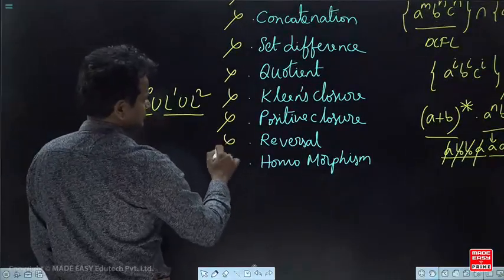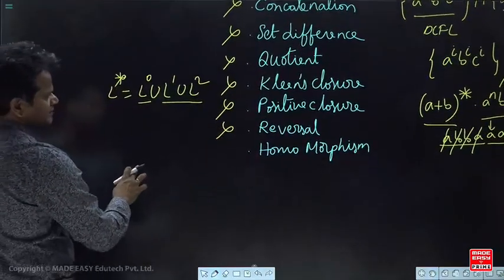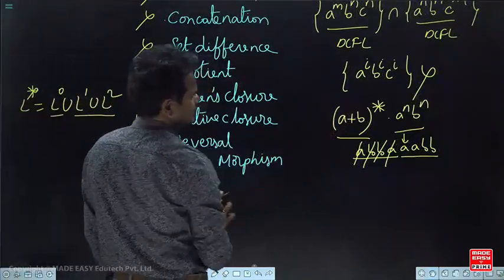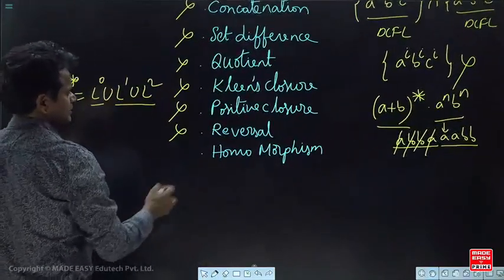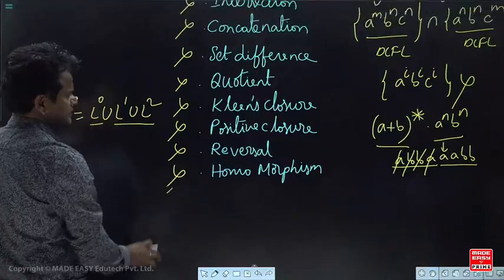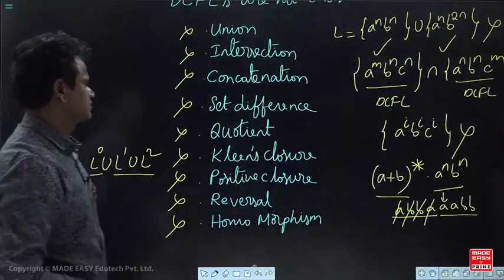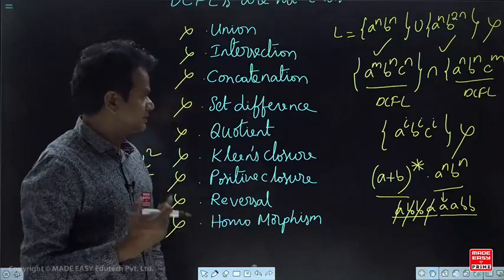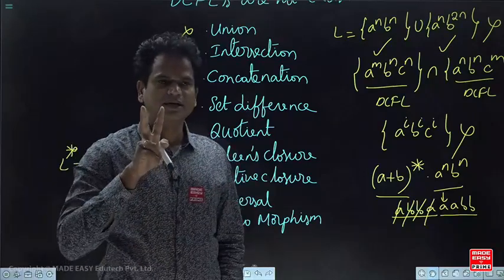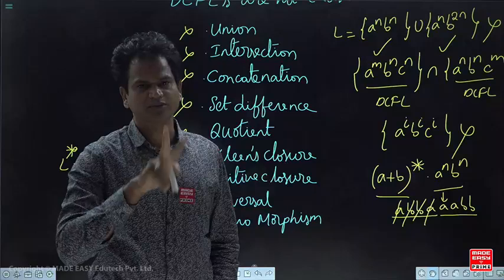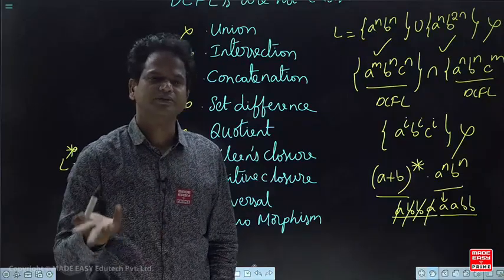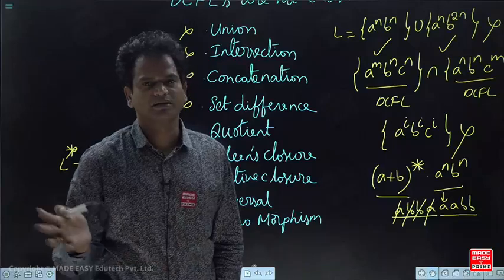Even though, for example, if you reverse, it is not possible. So that is not closed, and homomorphism is also not closed. So you need not go through this, just remember the answer. See, DCFLs are closed under only two operations, that is complement and inverse homomorphism. So easy. The rest are all not closed.